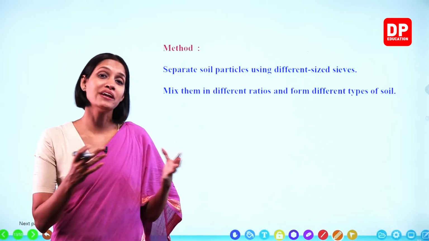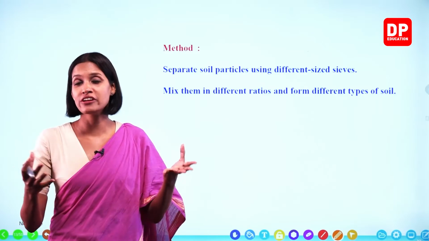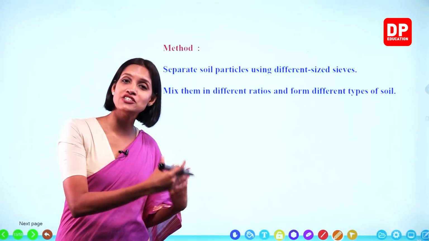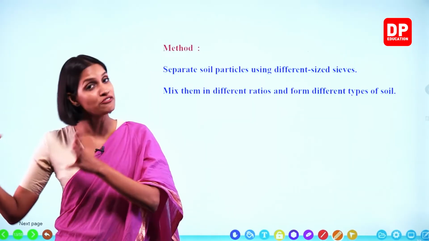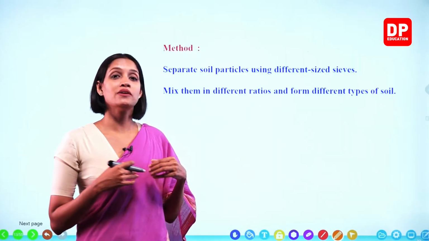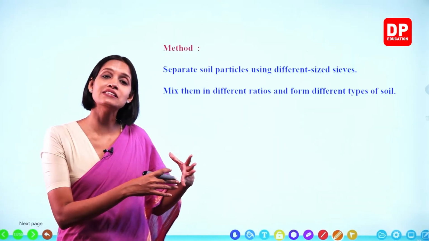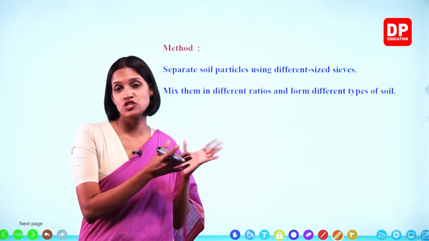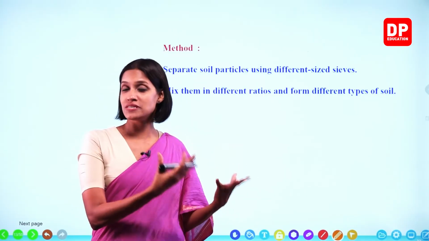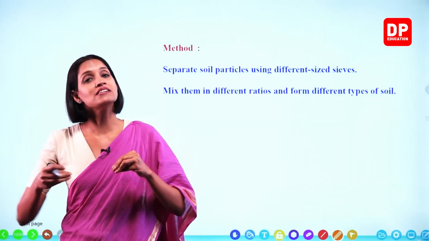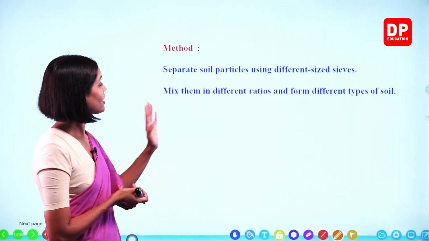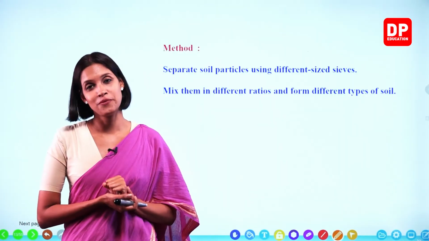So after separating the soil sample into different components, you can try to mix them at different ratios and try to make different types of soil samples, right? If you add more sand particles, you can form a sandy soil. Clay particles, basically clay soil, likewise. Okay, children? We'll do this activity in the lab now.